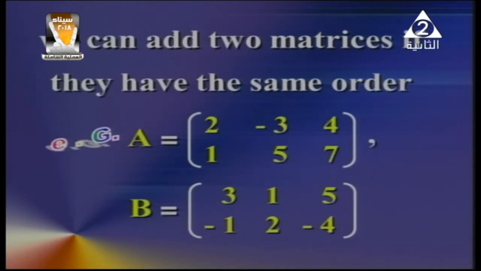The first condition when adding two matrices is that they must be of the same order. The first matrix has order 2, 3. The second matrix also has order 2, 3. 2 rows, 3 columns. 2 rows, 3 columns.